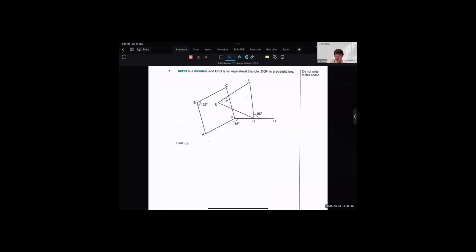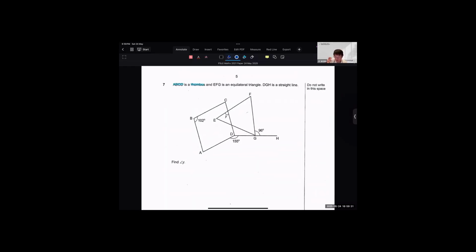So the first thing that you should have done is to label your 4 equal lengths in a rhombus. That's number one. And number two, you should have labeled your parallel sides in the rhombus. So that is always a habit that you should develop. When the question tells you it's a specific special shape, label parallel sides if they exist, label equal lengths if they exist. Second thing they tell you, equilateral triangle.